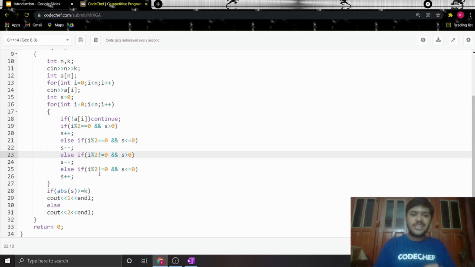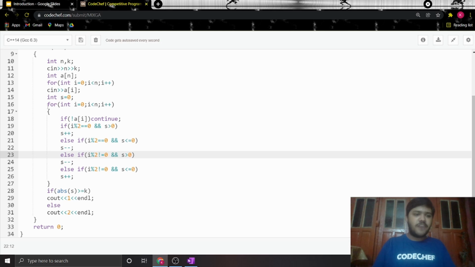Basically, if it is less than 0, then plus 1 would result in a decrease in the magnitude. If it is equal to 0, then you either increase the element or decrease the element. It would definitely have a magnitude of 1, because on increasing it would become plus 1 and on decreasing it would become minus 1.